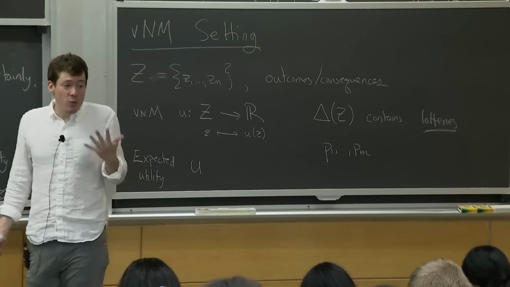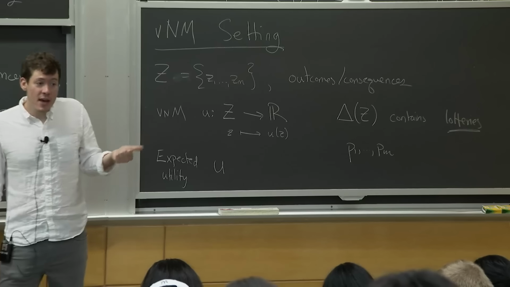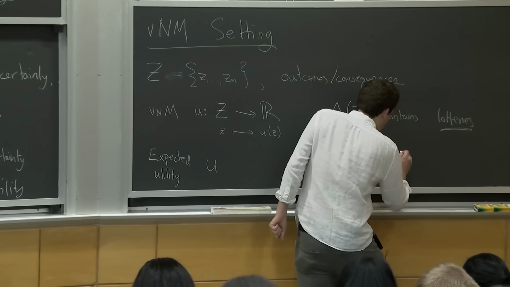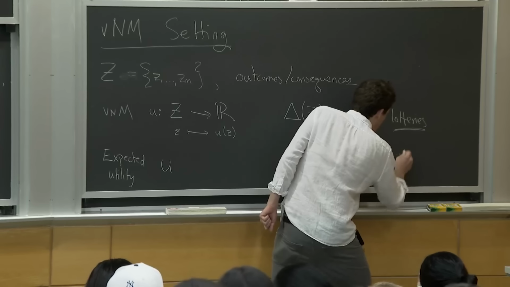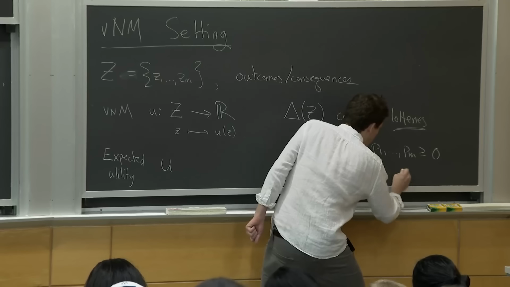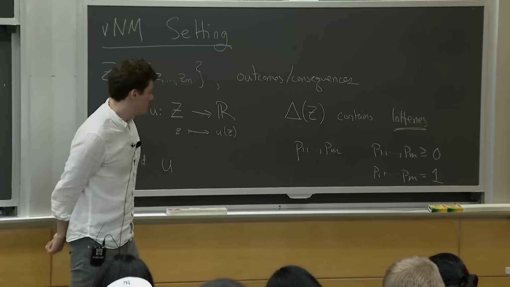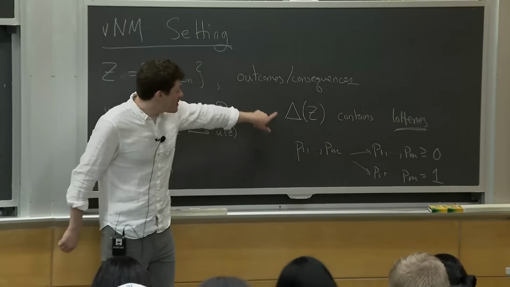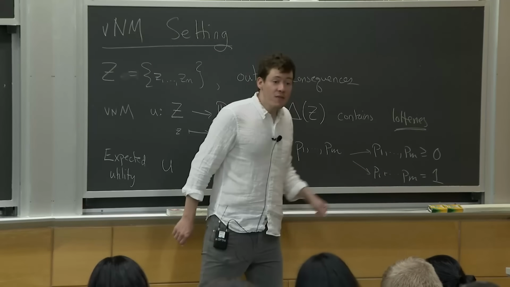These are probabilities, so what has to be true about them? They have to be non-negative. You can't have negative probabilities. And they have to sum to 1. So we'll say P1 up to PM are greater than or equal to 0, and P1 plus through PM equals 1. So delta of Z is the set of all of these probability vectors or lotteries that satisfy these properties.